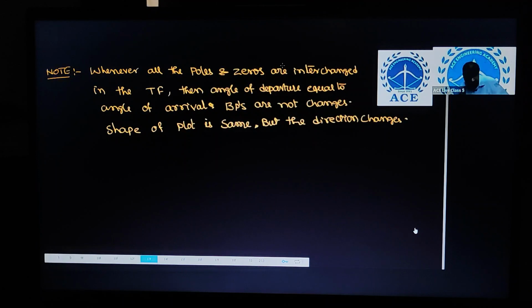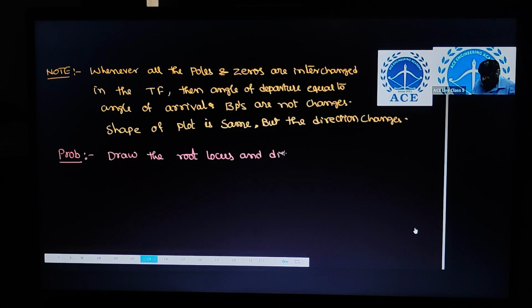That's all. With this, all the rules are completed. Now we'll solve some problems. Keep all 8 rules in mind. Draw the root locus and discuss the stability.